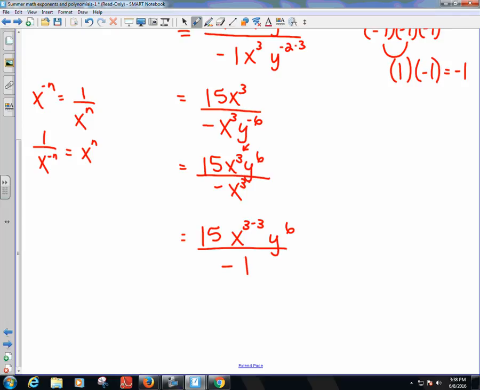Okay, we're getting close. I can feel it. I thought we were really close to being done a couple of steps ago. 15 divided by -1, that's -15. X to the 3 minus 3. 3 minus 3 is 0. So it's x to the 0 and then y to the 6th. All right, not done because I don't want that x to the 0 in there. So my final answer is going to be -15 y to the 6th. That is my final answer.